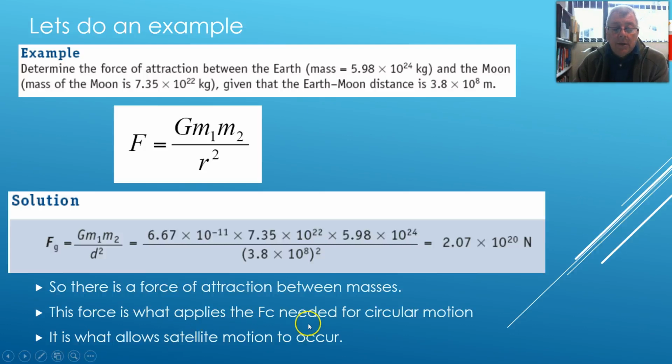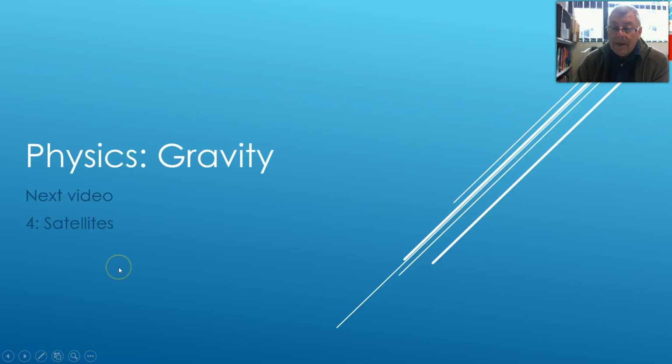And that's what also allows a lot of examples that we're going to look at that we would call satellite motion. That it's actually gravity providing the centripetal force that allows satellites to do what satellites do. So in the next video we're actually going to look at satellites.